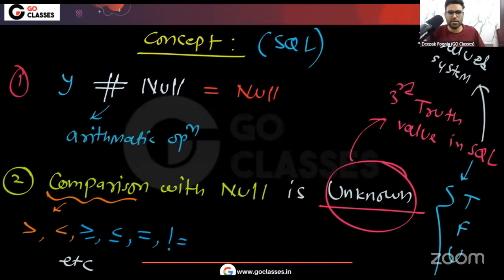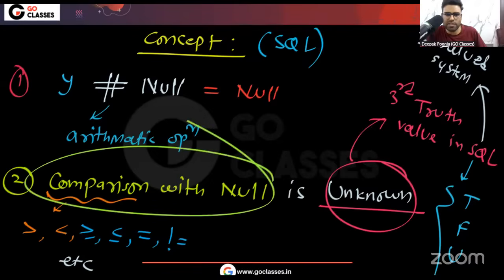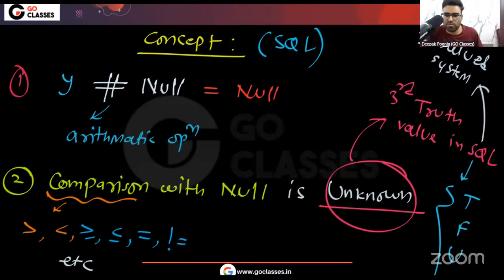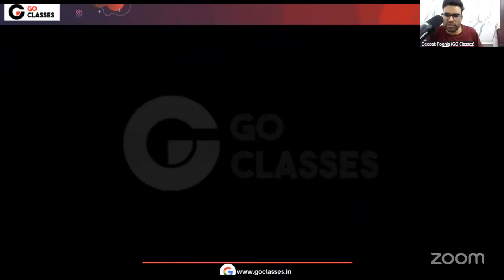Okay, anyway, you can see that your standard Boolean algebra, that has true, false only, is a two valued system. But in SQL, we have three truth values: true, false, unknown. And remember, comparison with null is basically unknown. Okay, one more concept we need. One last concept that we need to solve this question.